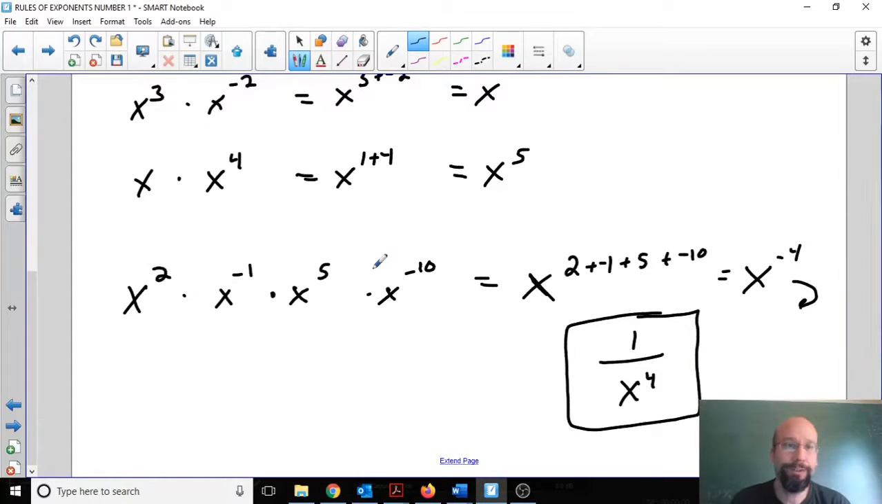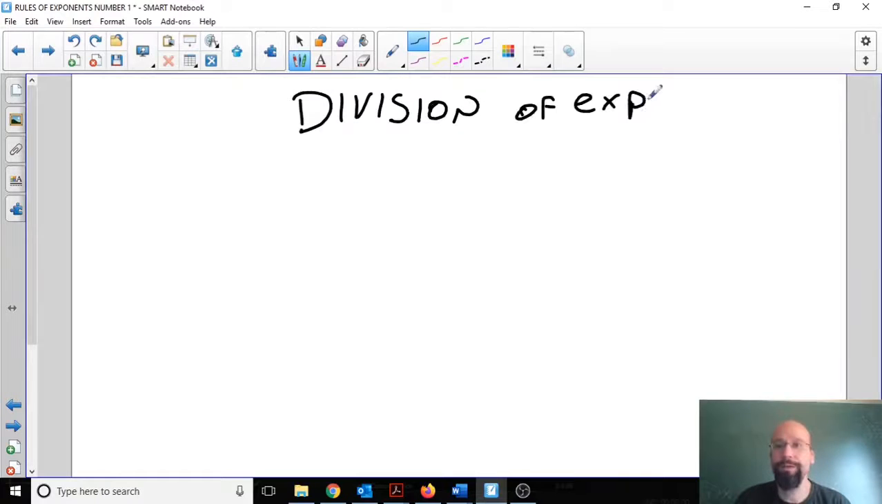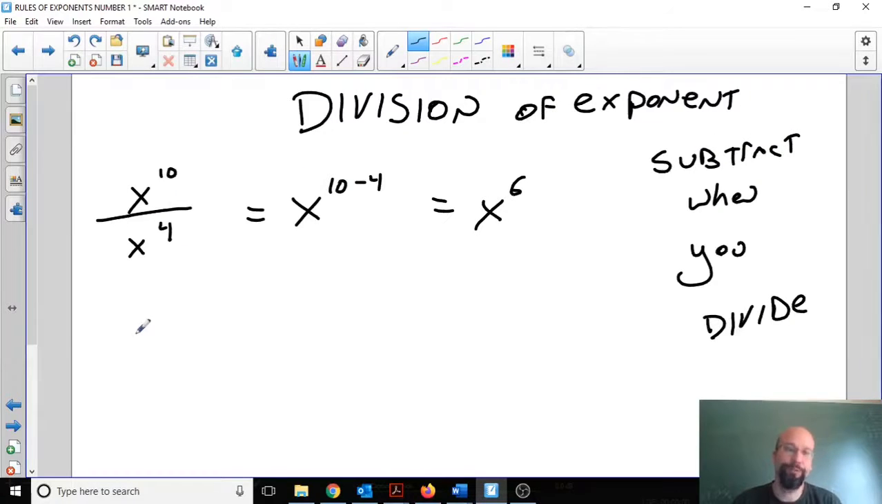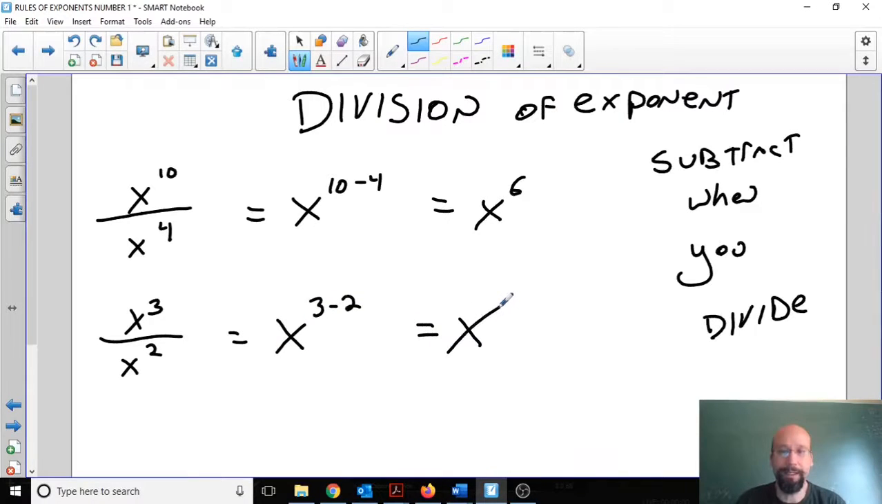All right, let's go to division. So when you divide bases that have the same base, for instance, x^10 divided by x^4, when you divide, you subtract the exponents. So this is going to be x^6. So subtract when you divide. So when you have a division, subtract. So again, x^3 divided by x^2 is going to be x^(3-2), which is going to be x.